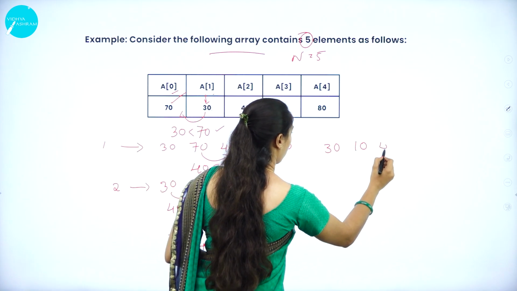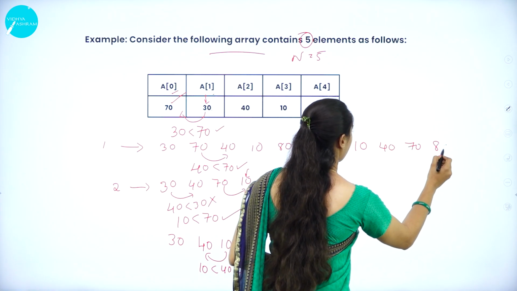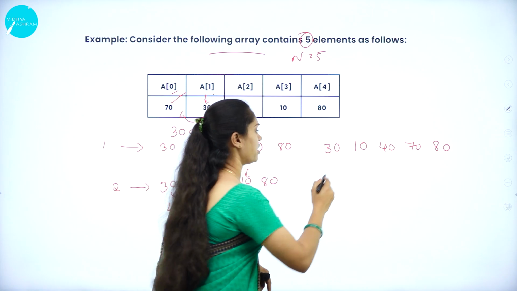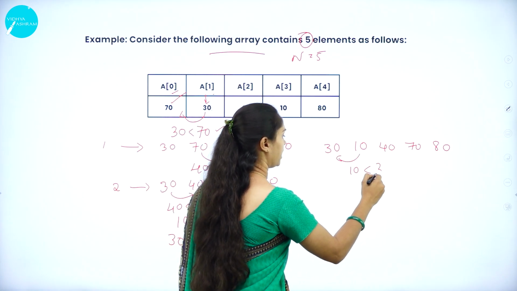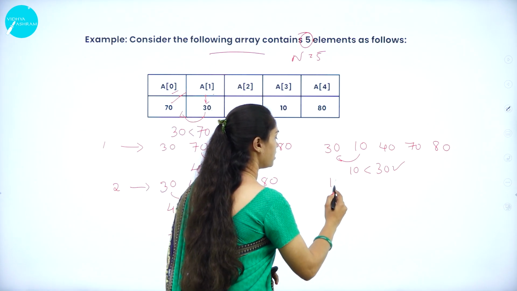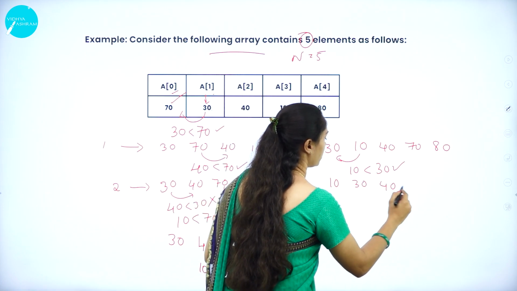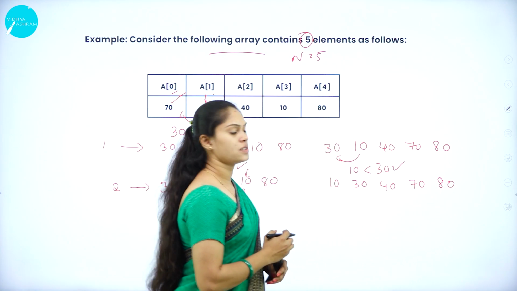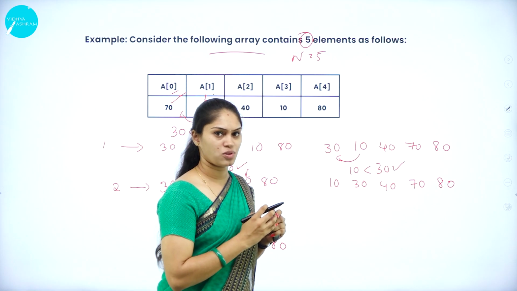10, 40, 70 and 80. Again I have to compare this 10 with the previous element, that is the first element. Is 10 less than 30? Again it becomes true. Then the array value will be like 10, 30, 40, 70, 80. So now what we got to know? Yes, 10 will move to the correct position.